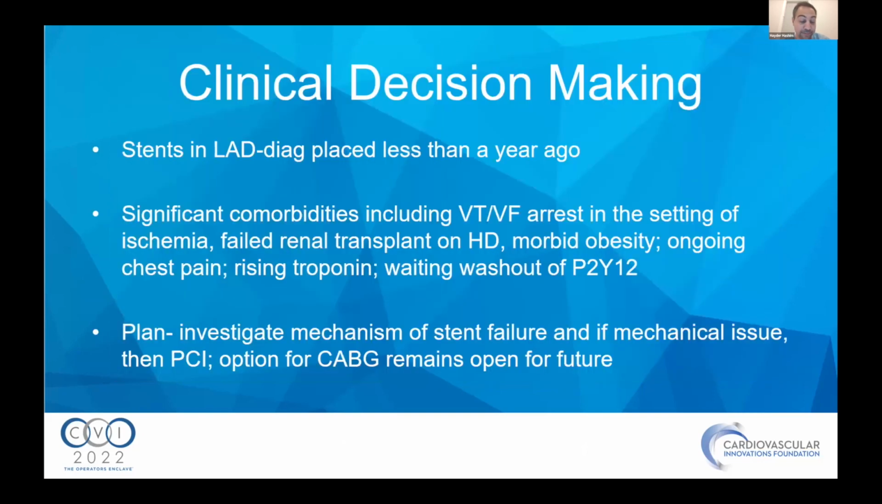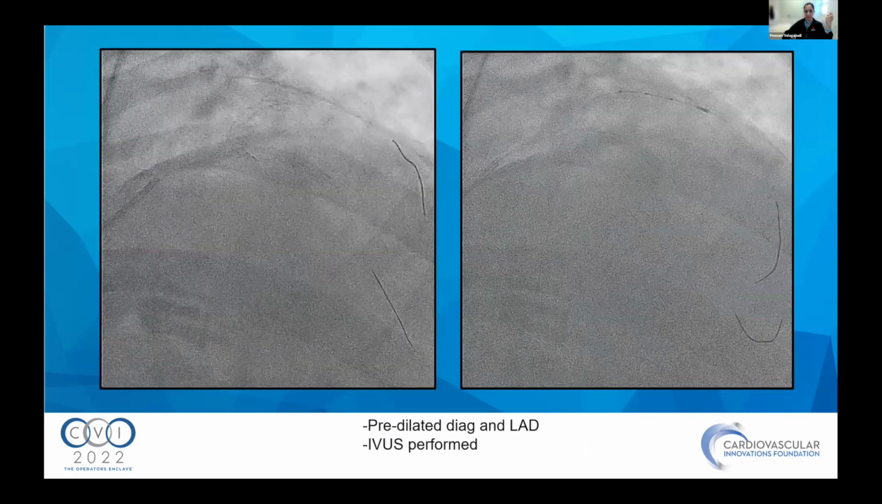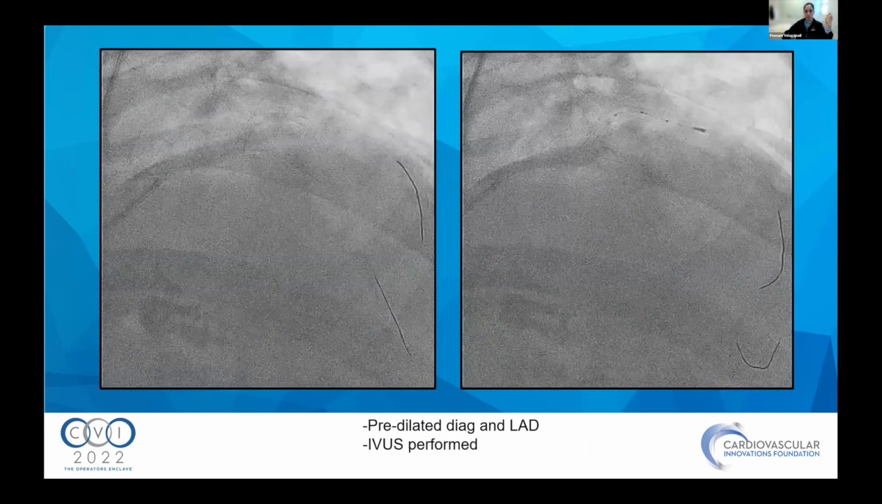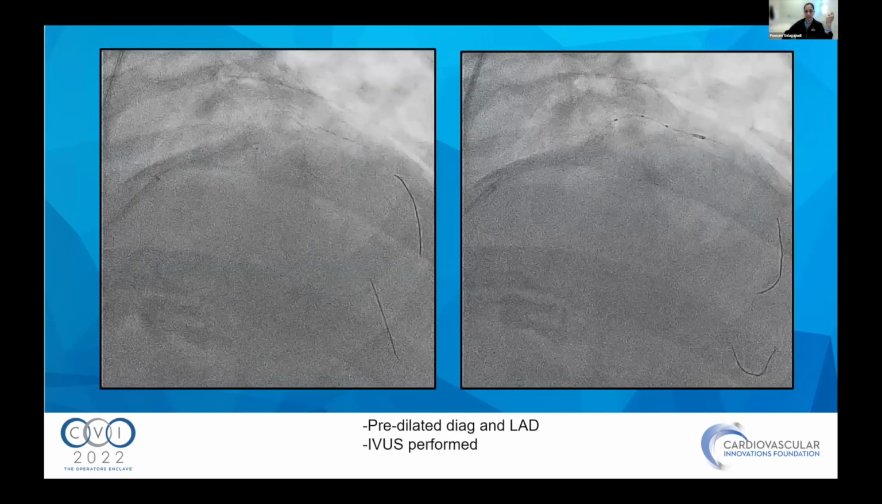Yeah, so we did have a good discussion. These stents were placed less than a year ago in a shocky situation. And we know in the setting of ischemia, he had a VT-VF arrest and significant morbidity. So we decided to image and see what the failure mechanism was. We went ahead and did IVUS of both the diag and LAD.